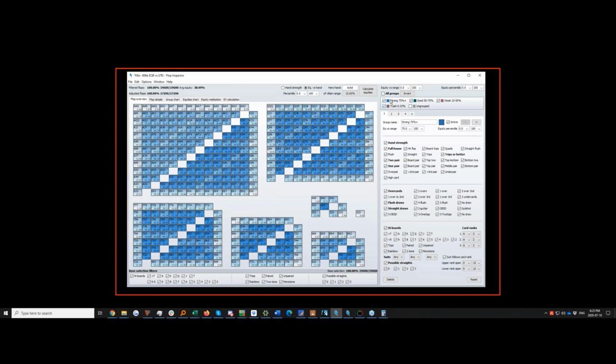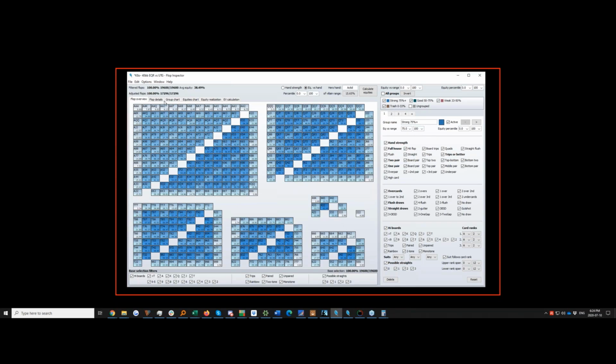And what I did is I created some groups of flops. For example, in some flops with this hand against that range, you will flop over 75% equity. In some flops, you will flop 50 to 75% equity. In some flops, you will flop a hand that only has 33 to 50% equity. And in some flops, you will flop a very trash hand with between 0 and 33% equity.